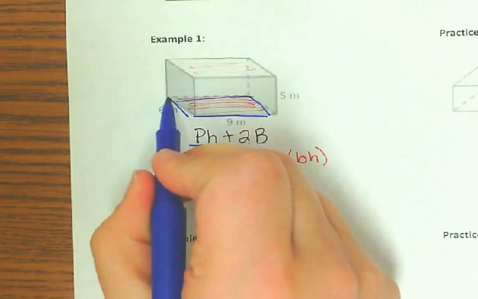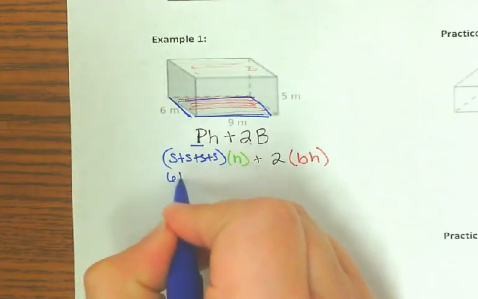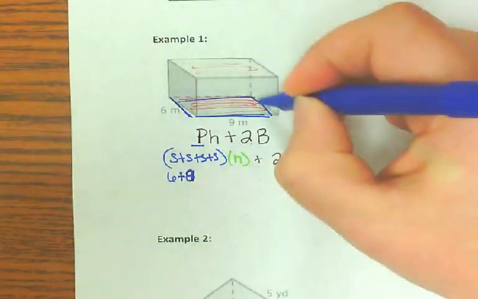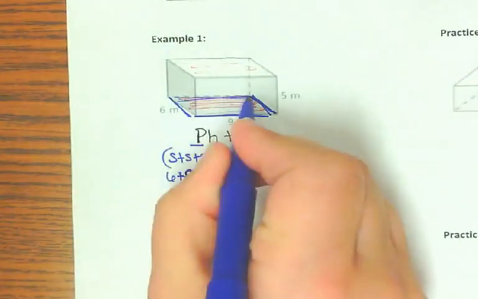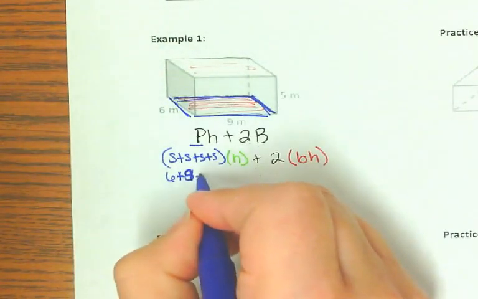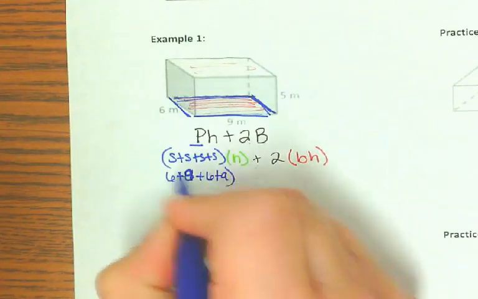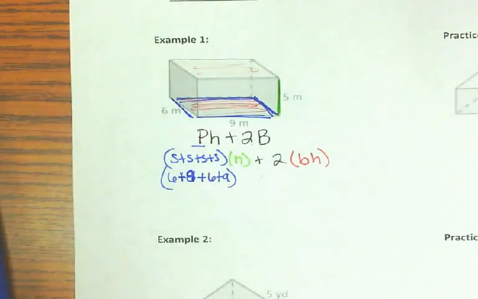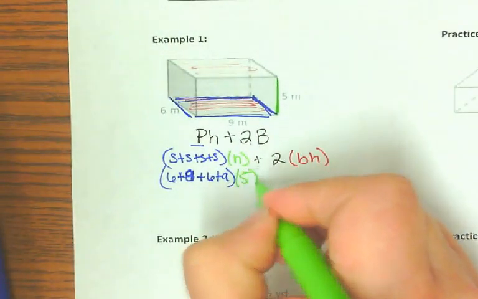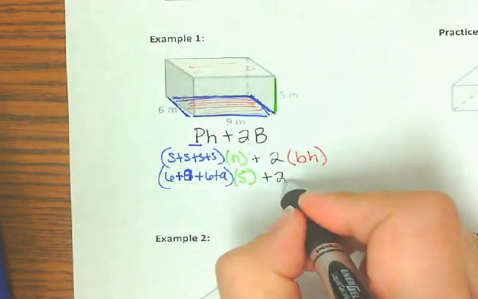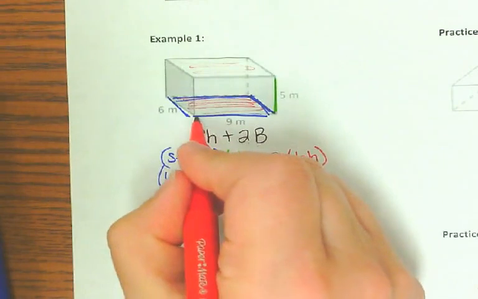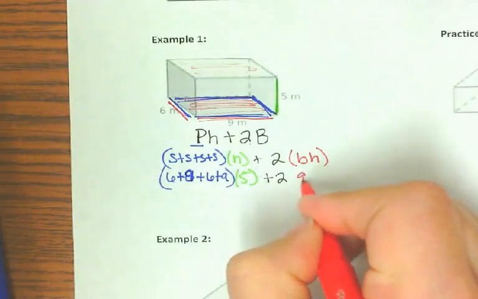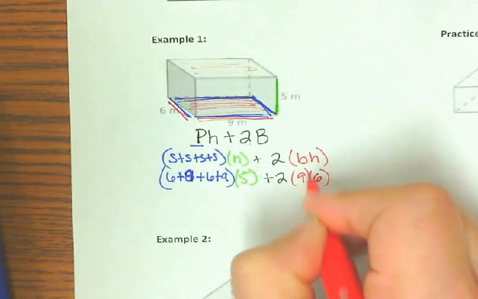So I'm going to have 6 plus 9. This side is also going to be 6, and this side is also going to be 9, so another plus 6 plus 9. My height, the distance between my bases, is going to be right here, so my height is going to be 5. Plus 2 times my base of my rectangle and my height of my rectangle on my base, so that would be 9 times 6.